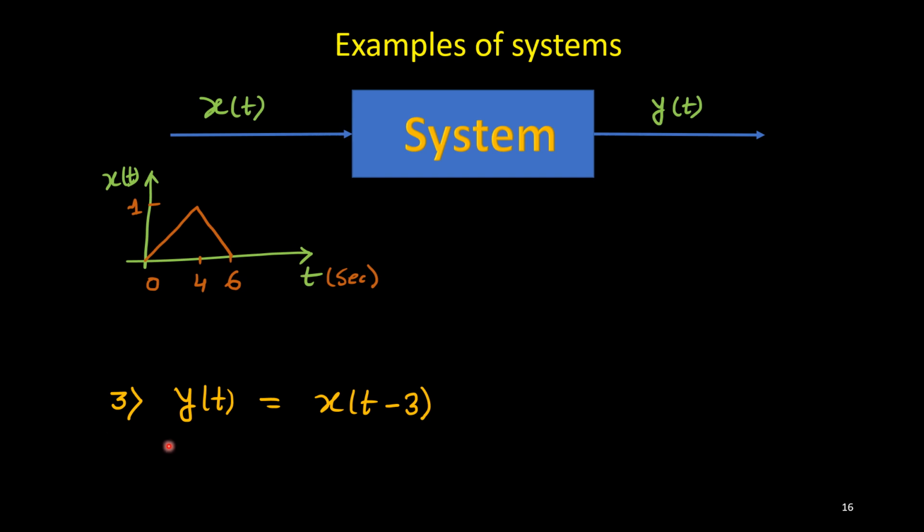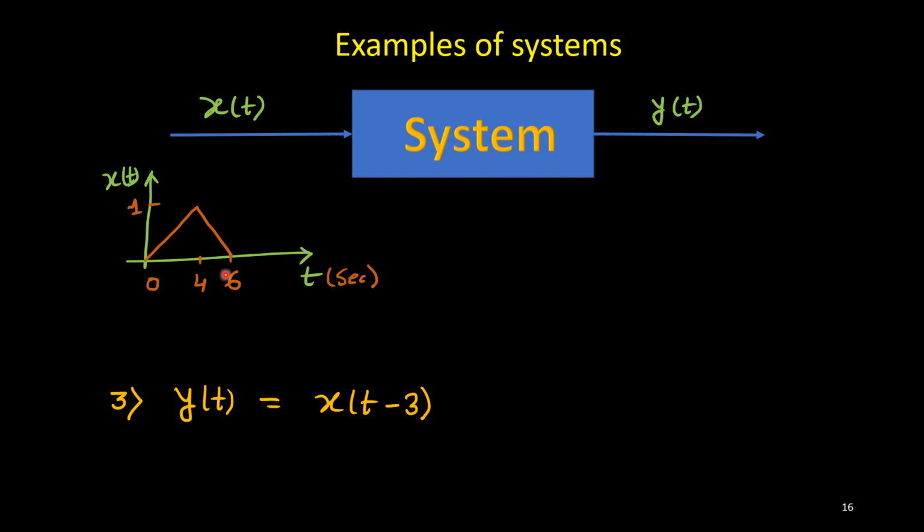And third one, y of t equals x of t minus 3. So what is this? Now I have taken one example. Suppose this is one triangular signal. It will start from 0. It has a maximum peak, that value is 1 at 4, and at 6 it is again 0, and it will remain 0 forever. So this is the signal.